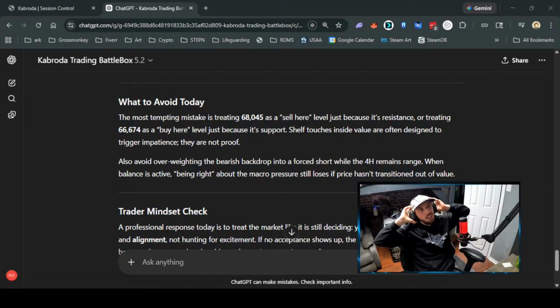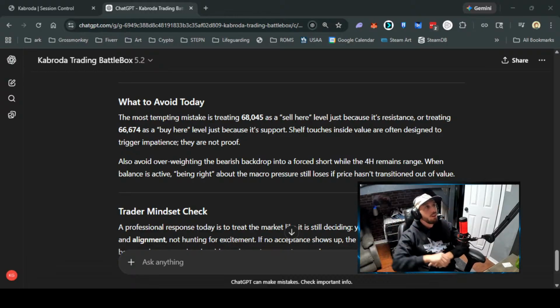Let's see. What things can we avoid today, just based off the system? Most tempting mistake is to treat that 68.45 as a sell here level just because it's resistance, or treating that top level as a buy here support. Basically, just the typical stuff. It's basically saying don't jump in early. You want to make sure you get your setup to actually happen, the closes and everything. So don't just jump in because it looks like it's going to break. Just normal stuff, I guess. Nothing really too interesting on what to avoid here.